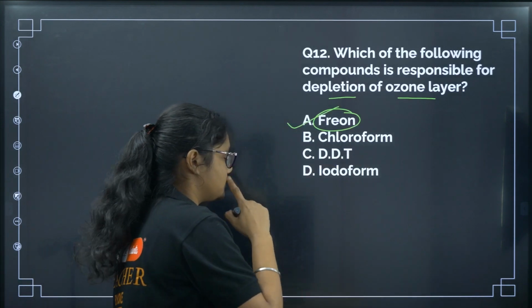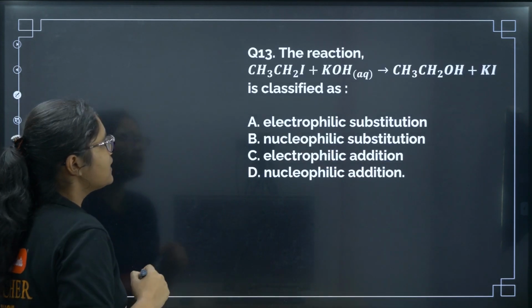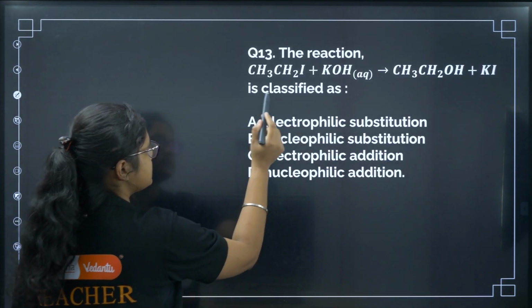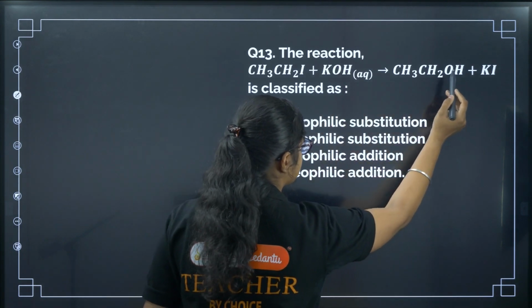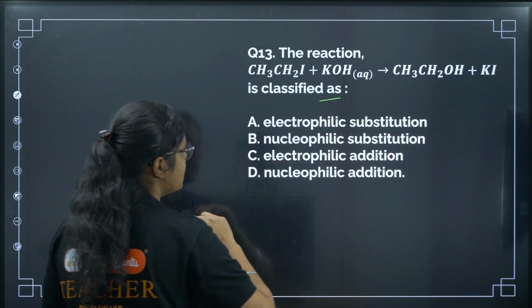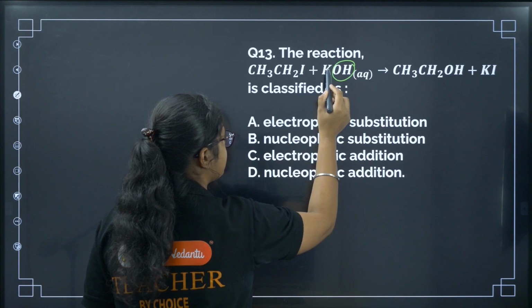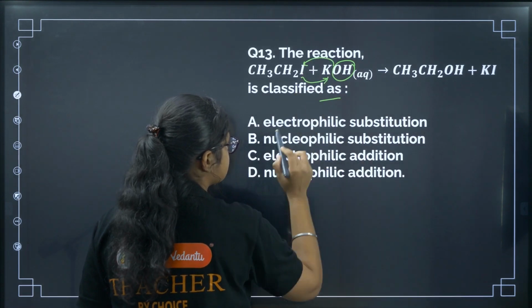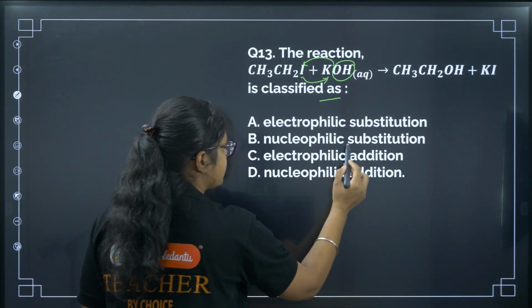So the correct answer is option number A. Next, in the reaction CH3CH2I + KOH giving CH3CH2OH plus KI, how is it classified? You know here OH minus is behaving as a nucleophile, it is replacing this one and I is coming out. So this is your substitution reaction.